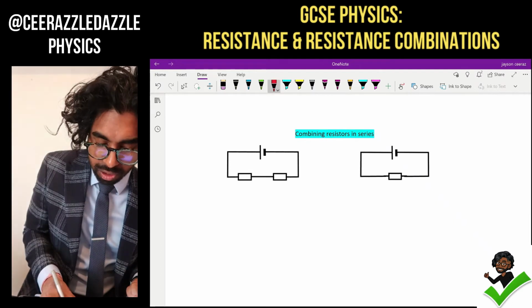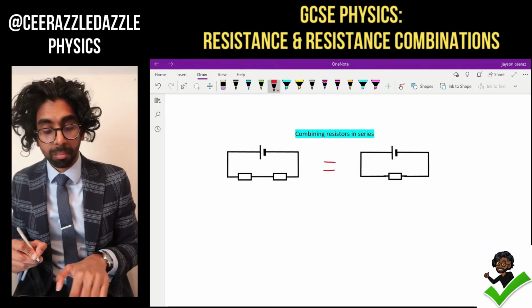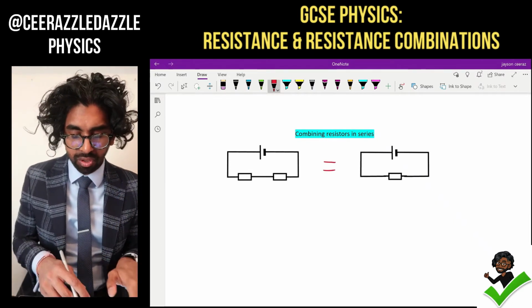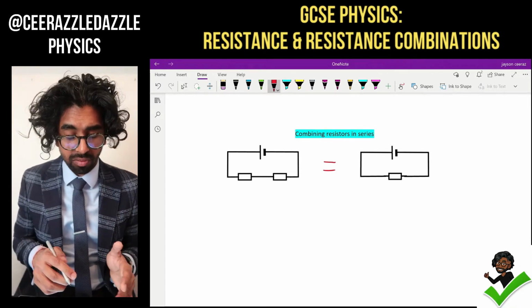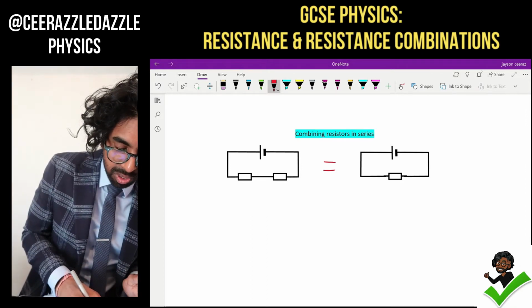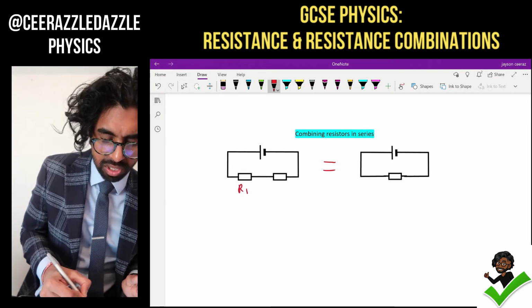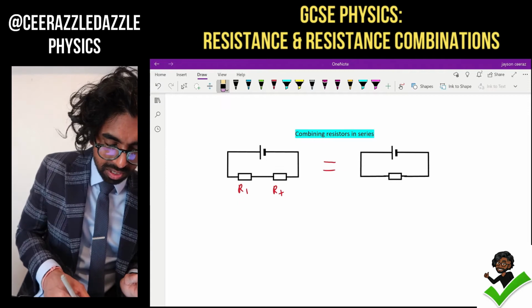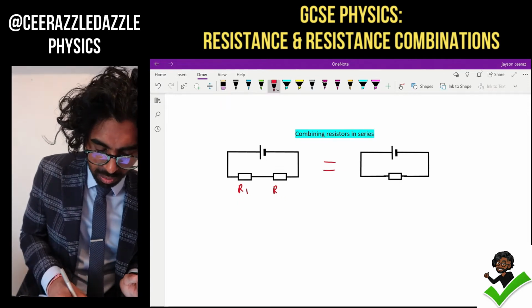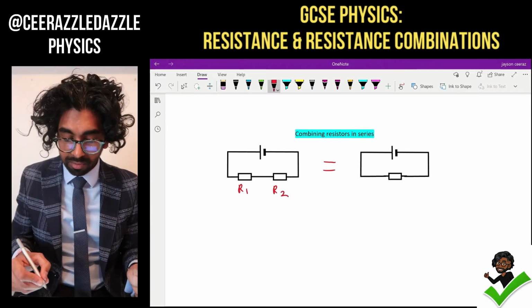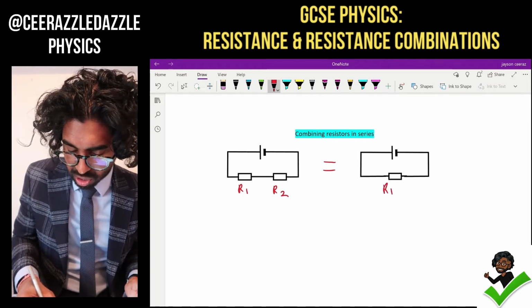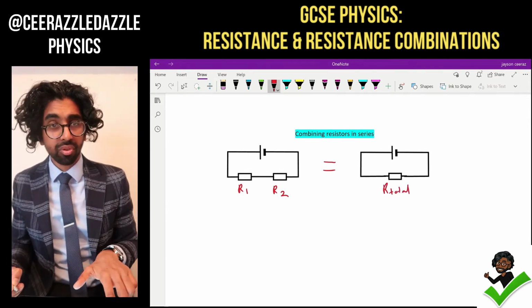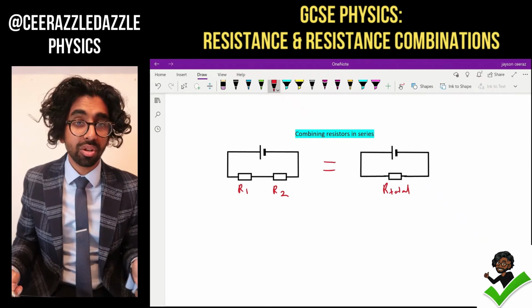Now, let's try and combine them if we put two of them in series. So, let's say I have two resistors in series and I want to combine them into one resistor. So these two diagrams are equal to each other. Let's call the first one resistor 1. Let's call the second resistor resistor 2. If I'm going to combine them together to make the total resistance here, so if I was to redraw that diagram like that, what would be the total resistance?